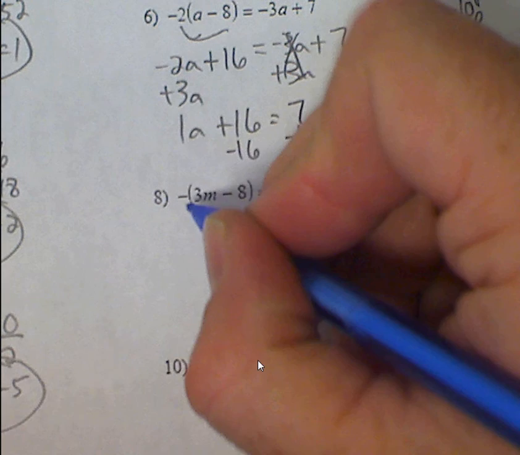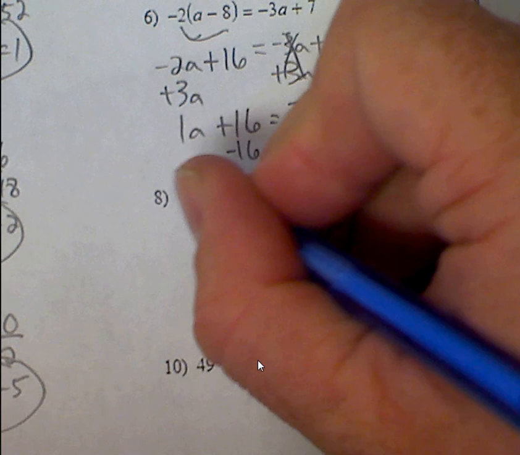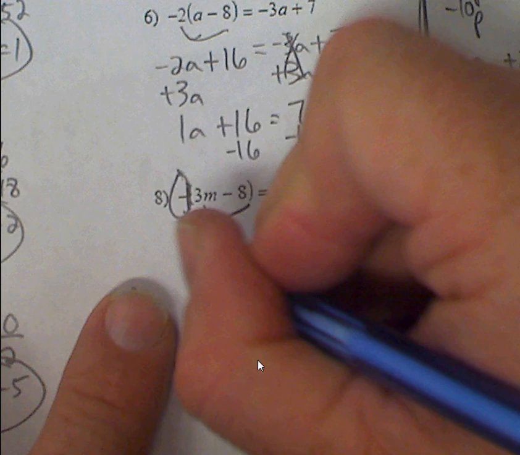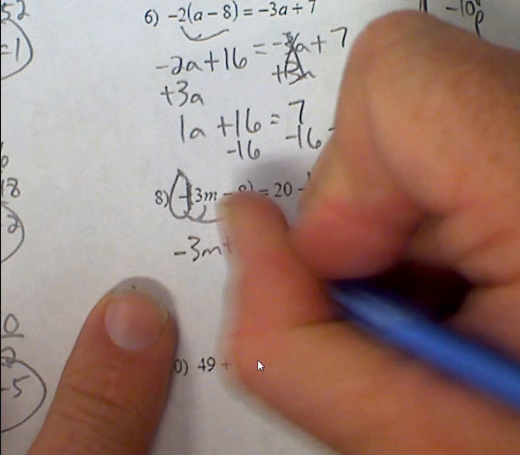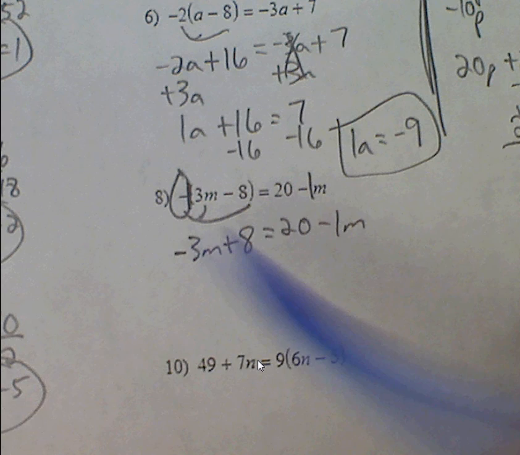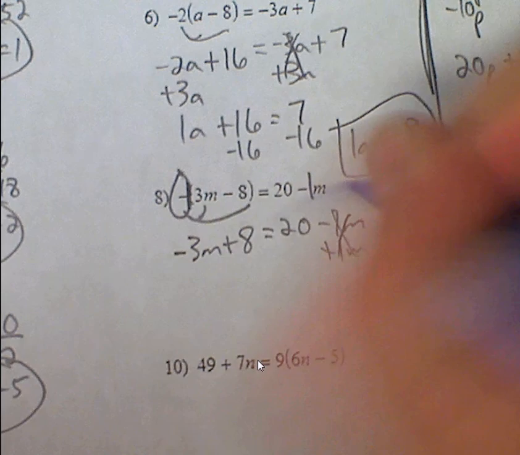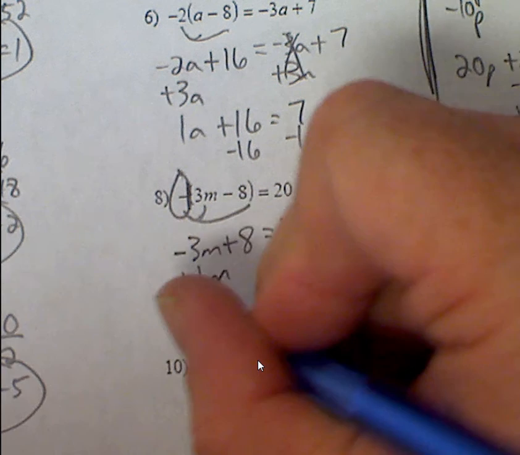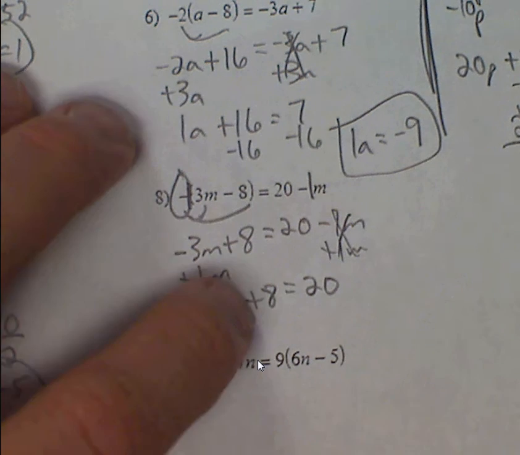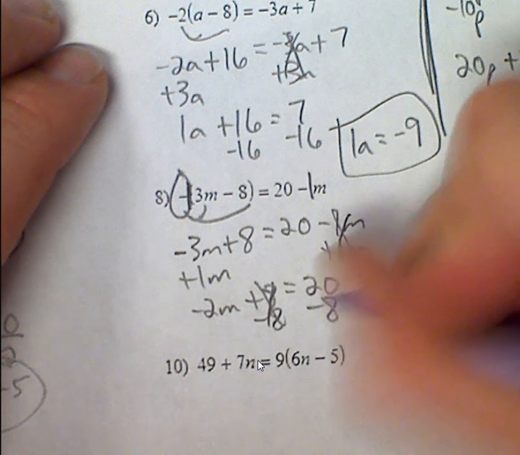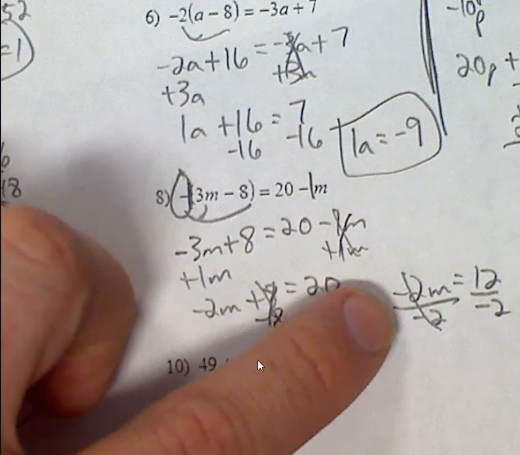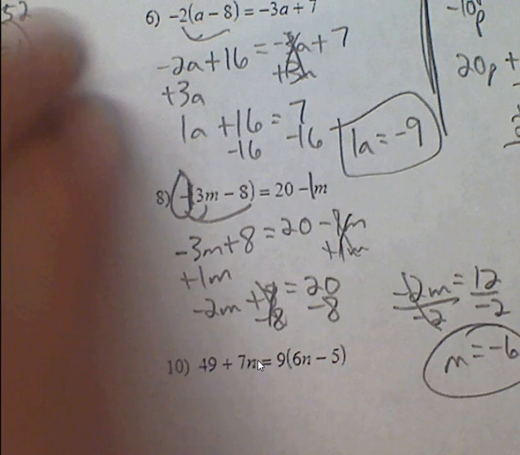Number 8. Anytime I have a negative on the outside, I'm actually going to put a 1 because I have to distribute the negative 1. And I'm going to put a 1 in front of the m. Let me walk through this one with you. That would be negative 3m plus 8 equals 20 minus 1m. If I distribute a negative 1, it changes the signs that I see. Now I can go ahead and get my like terms together. Negative 3 plus 1 is actually negative 2m. Bring down the 8. Bring down the 20. Go ahead and get rid of the number not attached, the constant, minus 8 minus 8. Negative 2m equals 12. Get rid of the coefficient, divide by negative 2. M equals negative 6.